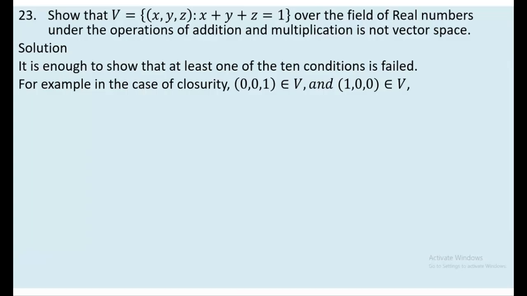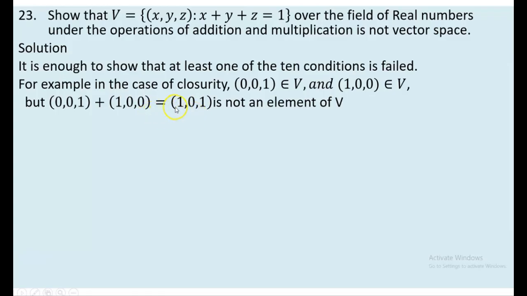So in this case, let us take the closure property, whether it is closed or not. Take an arbitrary element from V, so (0, 0, 1) is taken. If you substitute x=0, y=0, and z=1, this is satisfied, so this is an element of V. You can also take (1, 0, 0), because 1 plus 0 plus 0 is 1. Again, this is an element of V. So if you take the sum of the two, do you think that sum belongs to V? Let's check. If you take the sum of the two, you are going to have (1, 0, 1), because 0 plus 1 is 1, 0 plus 0 is 0, and 1 plus 0 is 1.